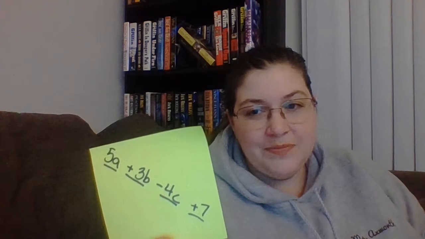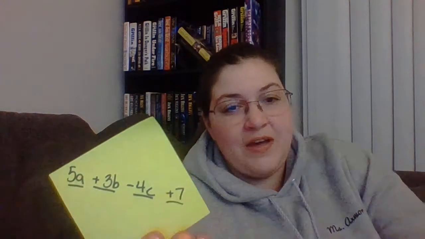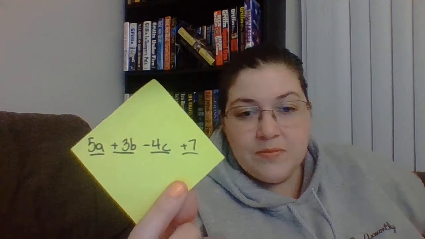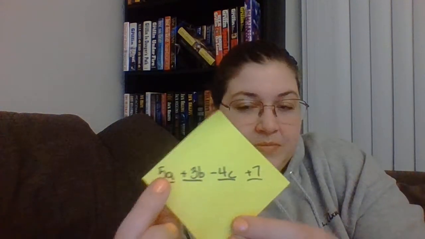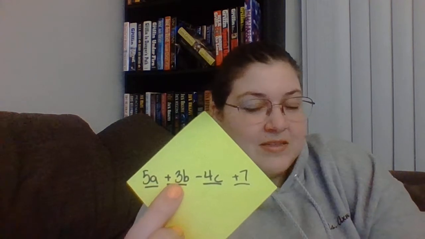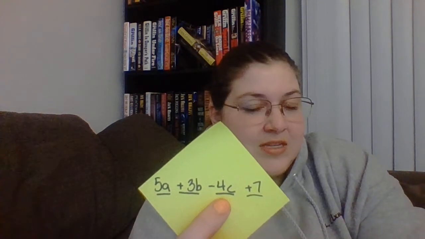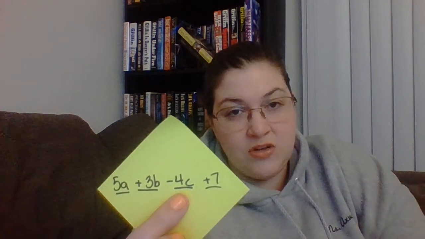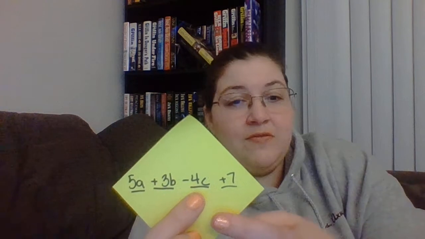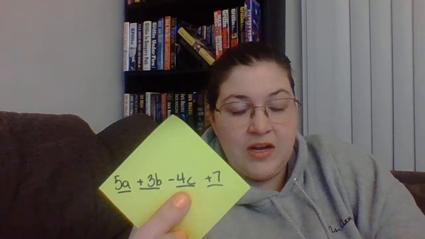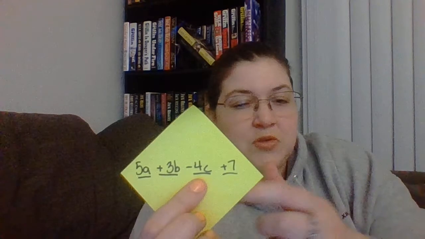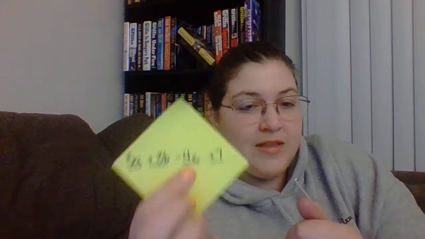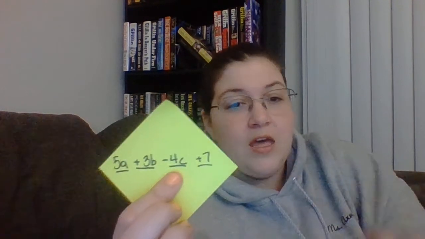We had a problem that looked like this, and we had to identify which ones were the terms. And we figured out, okay, well, there's 4 terms. 5a is a term, positive 3b is a term, negative 4c is a term, and 7 is a term. Each of them are separated by the addition or subtraction symbols. The variables are combined with their coefficient as one term, even though it's 2 numbers, they're together. All right, so this one has 4 terms.